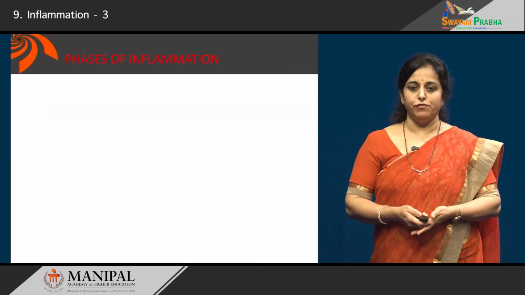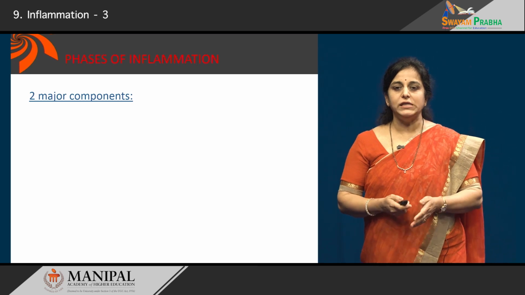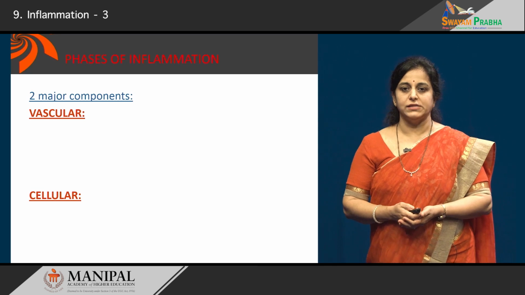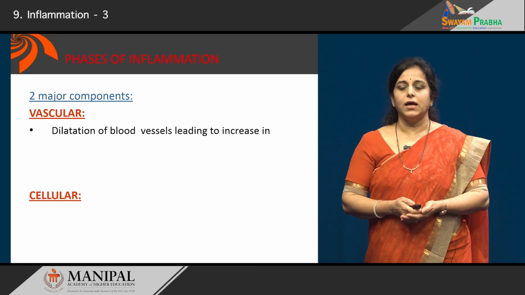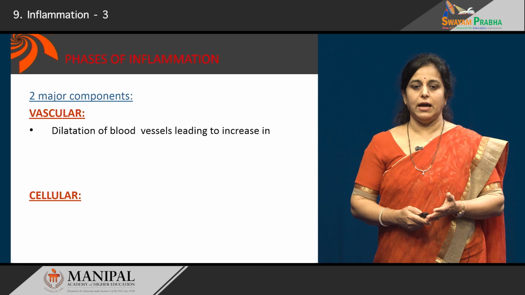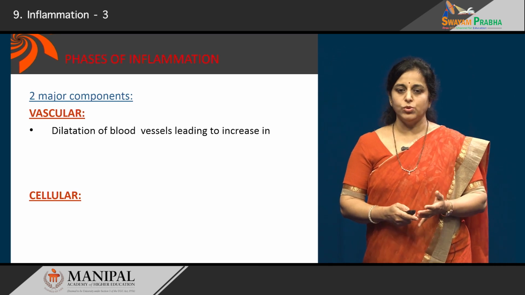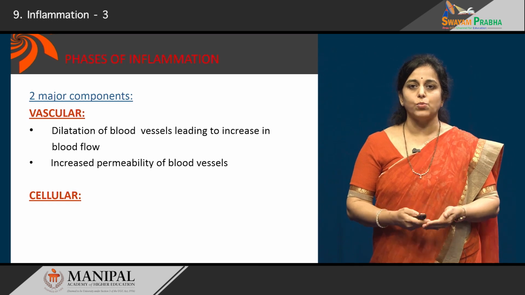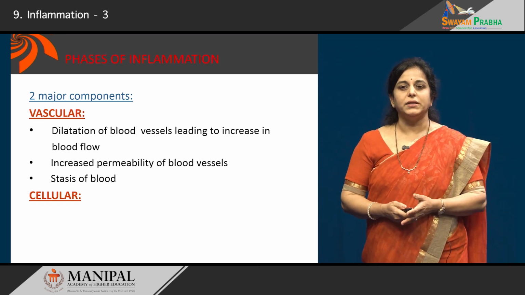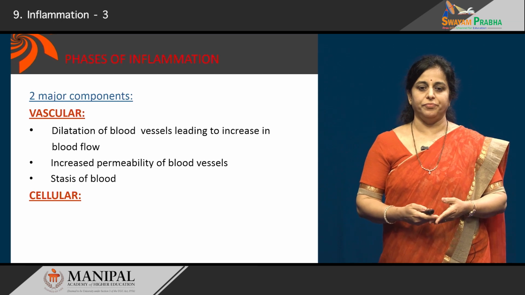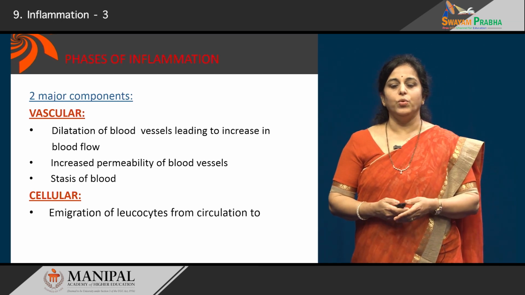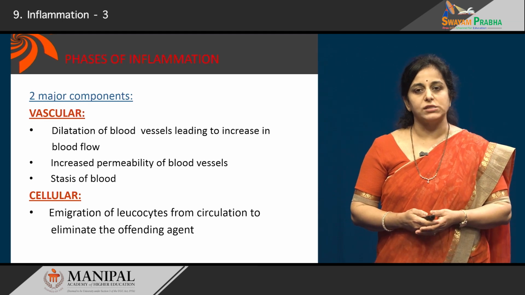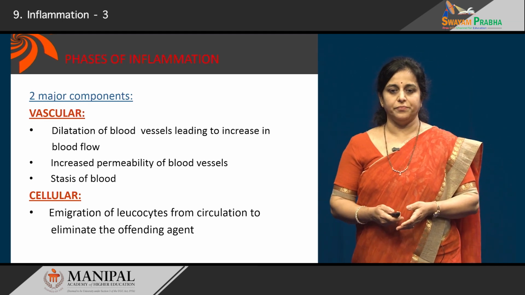So, what are the phases of inflammation? You have two major phases, the vascular phase and the cellular phase. In the vascular phase, there are three major events. Number one is vasodilatation, or dilatation of the blood vessels. Number two, increased vascular permeability, and number three is stasis of the blood. In the cellular events, we see the emigration of the leukocytes from circulation to the site of the offending agent.